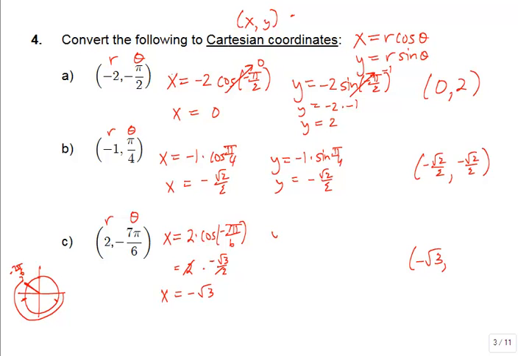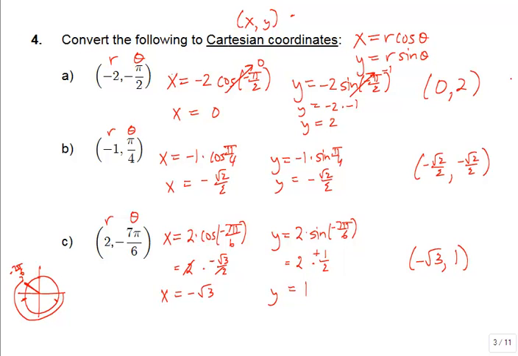Now let's do y. Y is going to be the r, which is our 2, times sine of negative 7 pi over 6. Sine of every pi over 6 angle is always a 1/2, and in quadrant 2, sine is positive. So this is a positive 1/2 times that 2. The 2's cancel, giving us just 1. So y is 1.